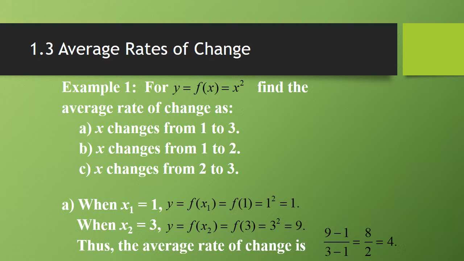So when x1 is 1, then y is 1. When x is 3, y is 9. So the rate of change is going to be 9 minus 1 over 3 minus 1. It's 8 over 2, which is 4.